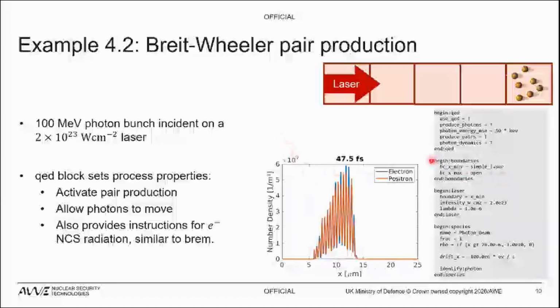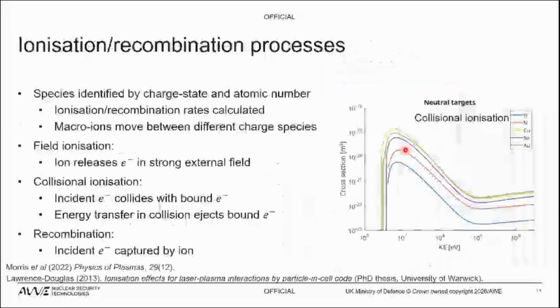Yes. So that's Breit-Wheeler pair production. That's example 4.2. So we can also have ionization and recombination processes as well. Now, EPOCH understands species based on giving it an atomic number to know how many electrons it could have, and a charge to know what charge state that ion currently is. And then we can calculate ionization and recombination rates from that data.